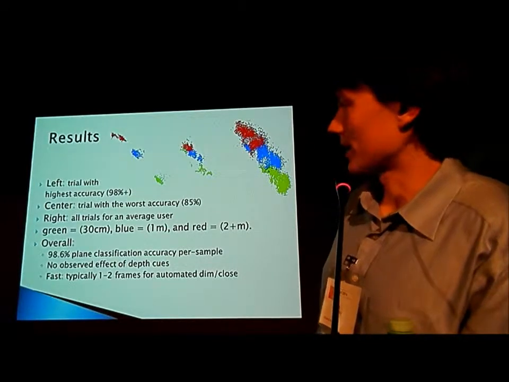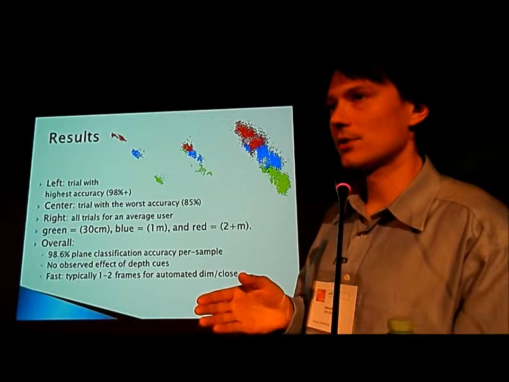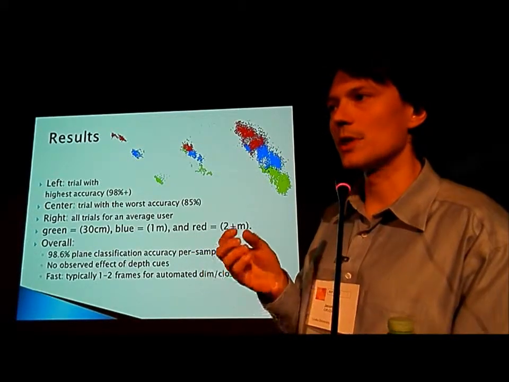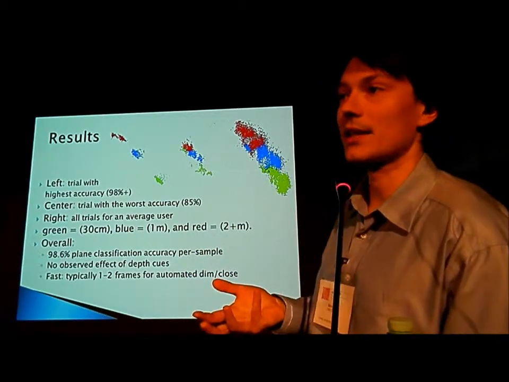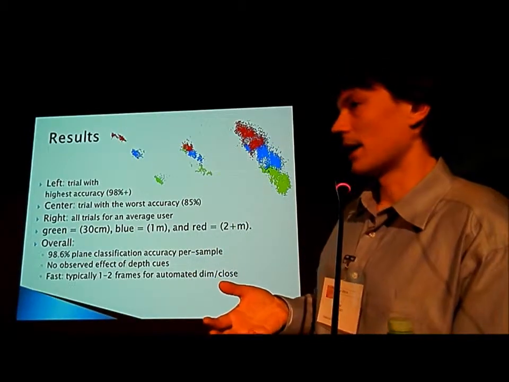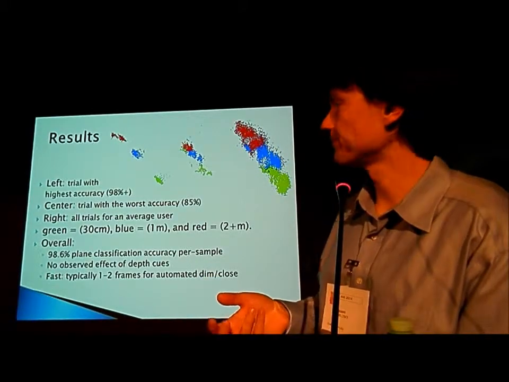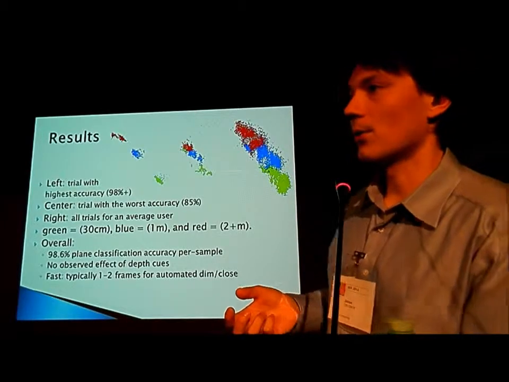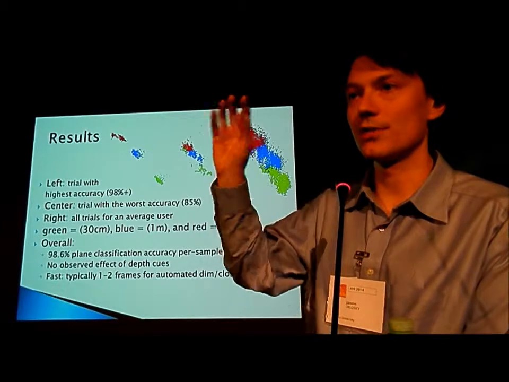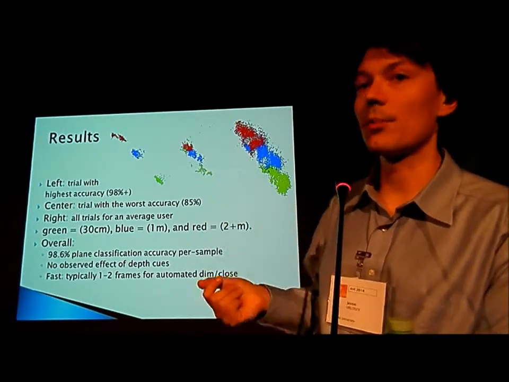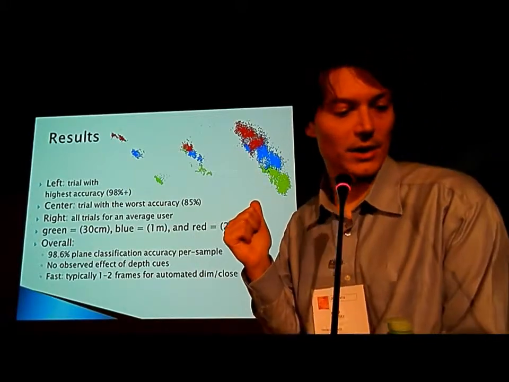So pretty good classification. One thing we did observe is that there's no effect of depth cues. We expected that clear depth cues would be easier to track and would have less variance for the eye tracker, but that was not the case. So it's possible that depth cues cannot be used to improve gaze tracking accuracy in this type of display. And lastly, we were able to do this very quickly. When a person switches from a gaze plane to a different gaze plane or to the environment, it happens within a couple frames, for almost every user within 100 milliseconds. You'll see a demo video in just a second.